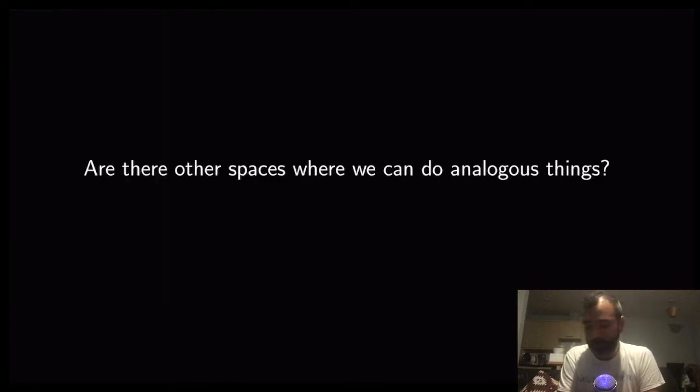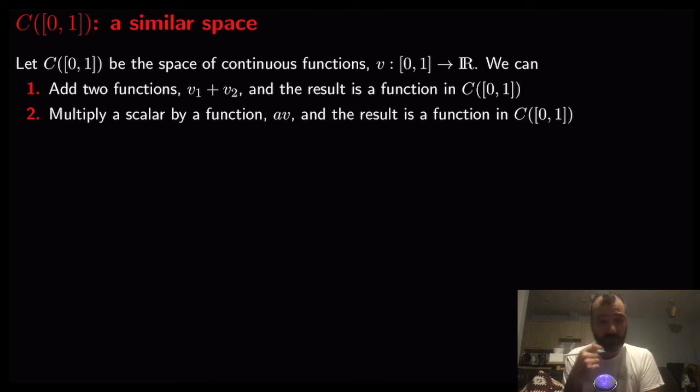And the question I will now ask is, we can do this in Rn, we can do this with vectors. Can we do this with other things except vectors? Are there other spaces where we can do analogous things? And there are. Let me give you a very strange, peculiar, exotic example. So take this space, which is denoted by C01. What is this? This is the space of continuous functions. So now my v's are functions. V is a function from the interval 0, 1 that gives me a number.